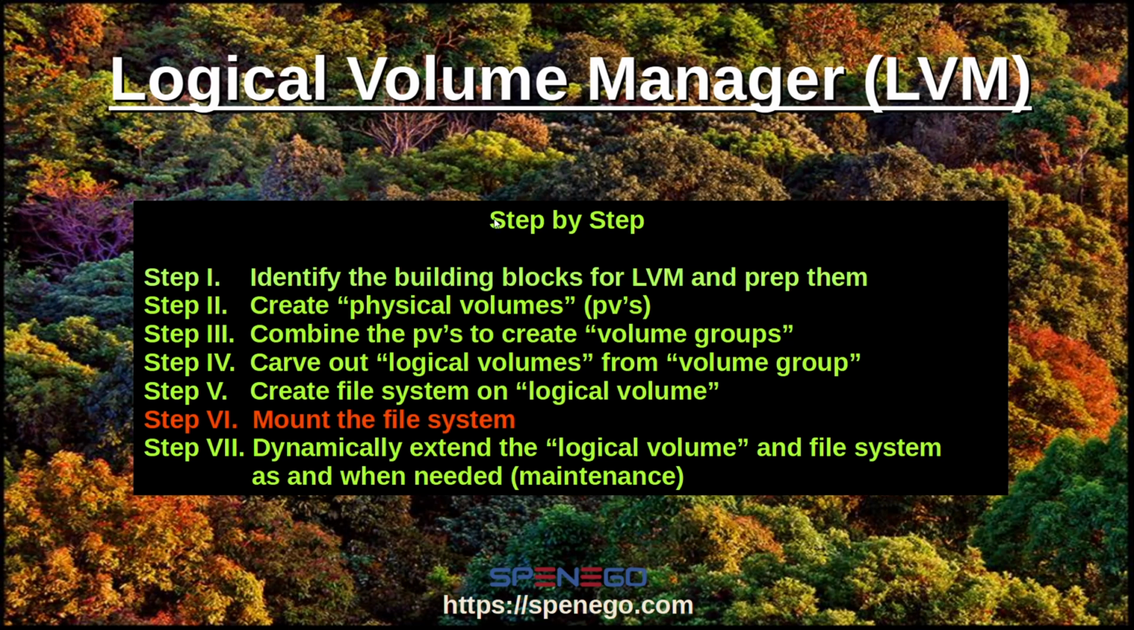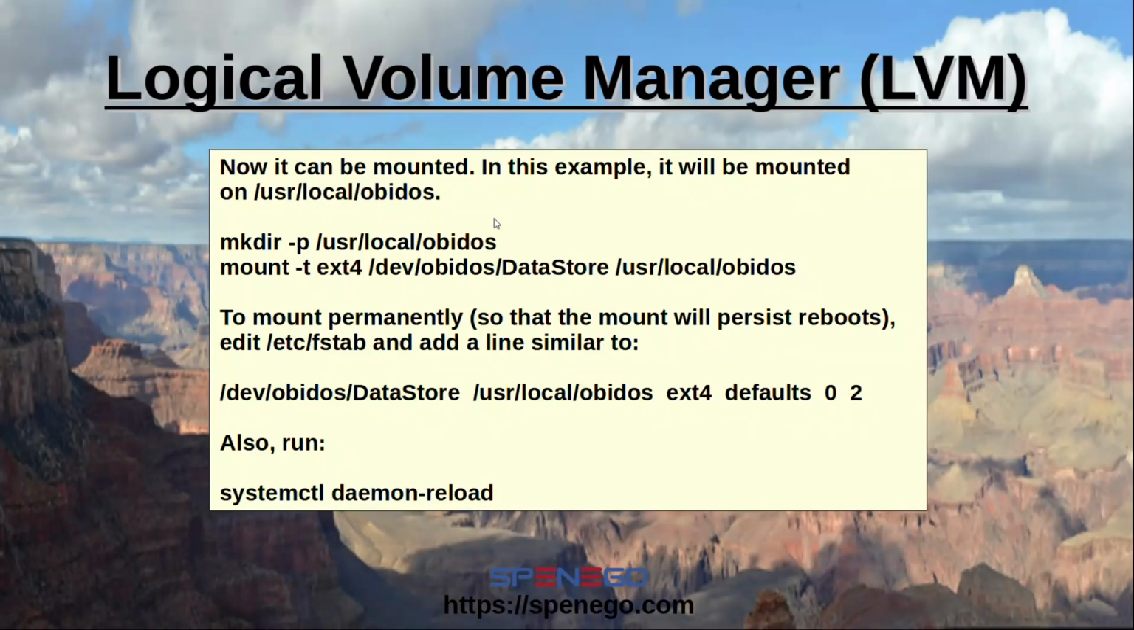Now the file system can be mounted. The directory /usr/local/obidos will be used in this example. Then use the mount command.